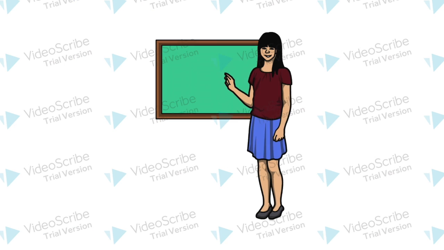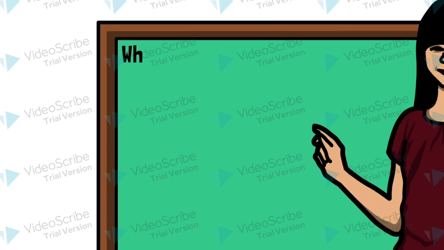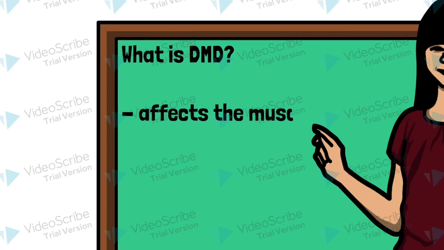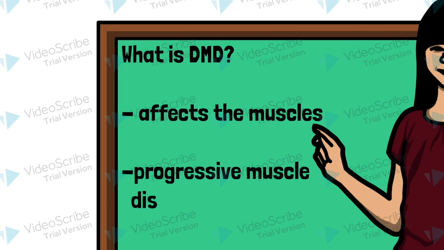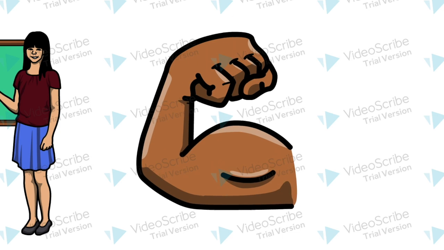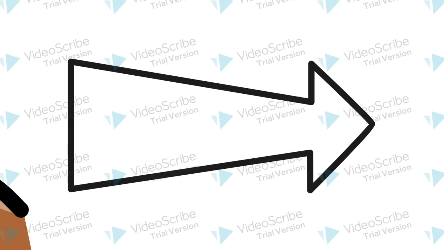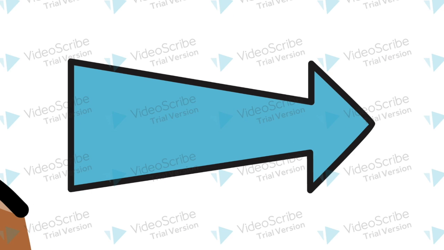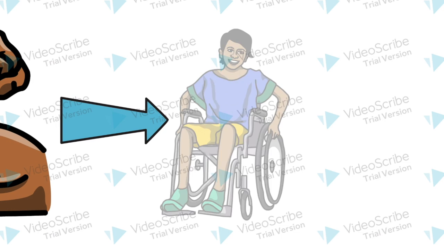Before they join the class, you can take the time to explain what DMD is to your students. DMD affects muscles, which makes it challenging for students with DMD to move around, and the effects are progressive, meaning the muscle weakness increases over time. In simple terms, muscles will slowly get weaker, and this eventually leads to students with DMD needing wheelchairs to get around.